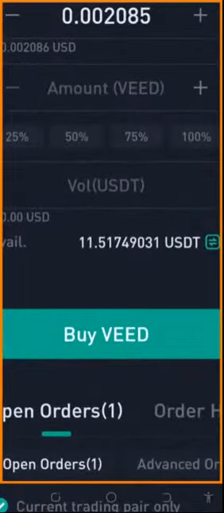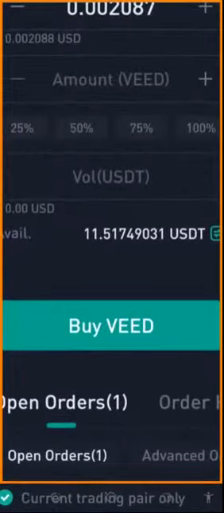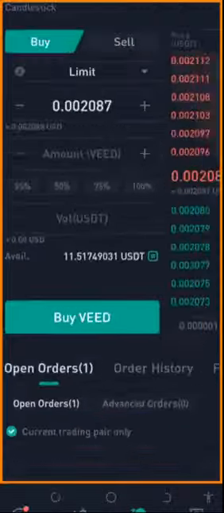We have 11.51. Actually, we should have gotten more, but as you can see, the price has been fluctuating up and down. We were able to sell it at 0.002085. That's how much we sold it. Now it changed to 87. It will keep on going up and down, right? Now, the truth of the matter is we started out this trade with 11.47.